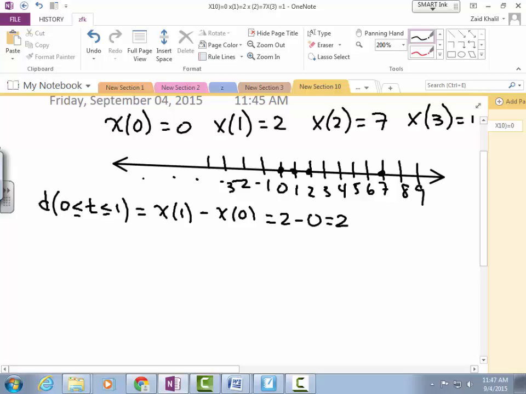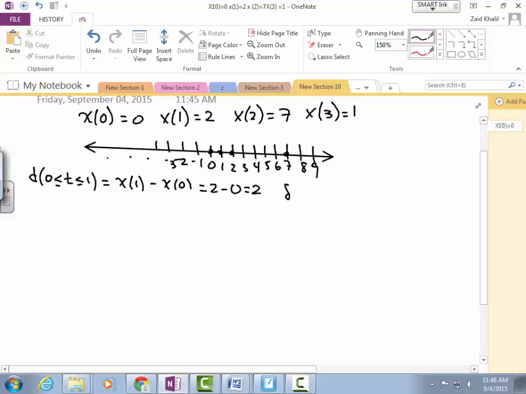And so what is the distance that it travels? Let me see. How am I going to do this? I need to zoom in a little bit. So now I'm going to draw a line here. And so the distance it travels from 0 to 1 is equal to what? It's obvious. You start at 0, you go to 2. What distance did you travel? 2. Nothing hard.